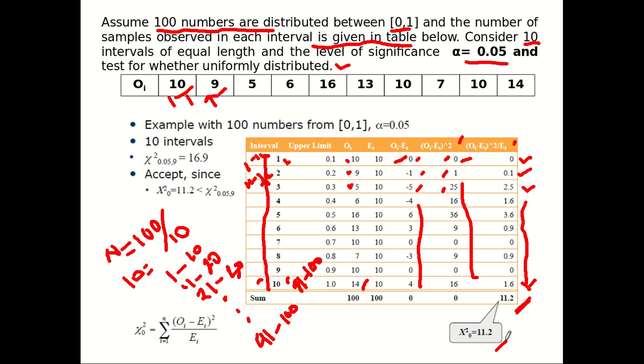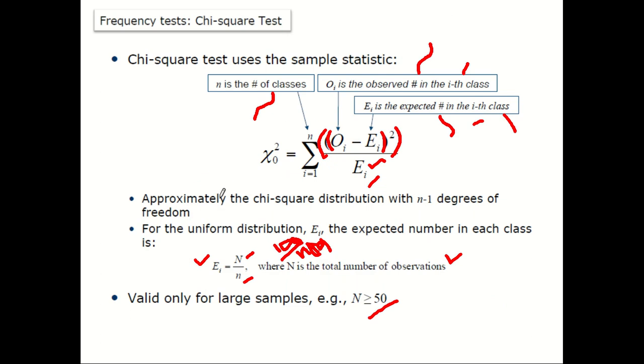So this value is compared with the critical value. The critical value is nothing but chi-square with level of significance 0.05 comma 9. Why have we taken 9? It depends upon the chi-square distribution with n minus 1 degrees of freedom. What is the value of n? 10. So n minus 1 is 9.